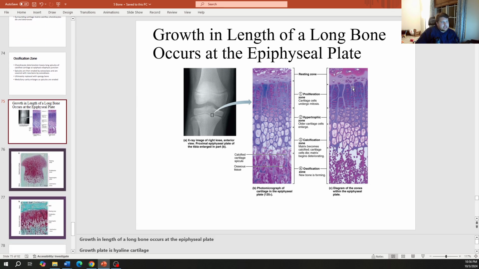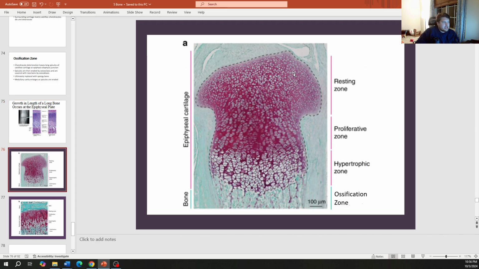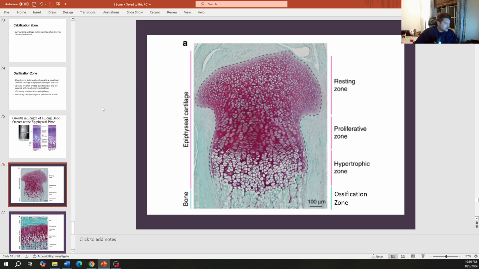We can see each of these zones right here. Here's another picture. You can see the resting zone, these small cells hanging out. The proliferation zone, where these are splitting, replicating really quickly, pushing this up, growing it. The hypertrophic zone, where these cells are getting much, much bigger. And then the ossification zone right there.